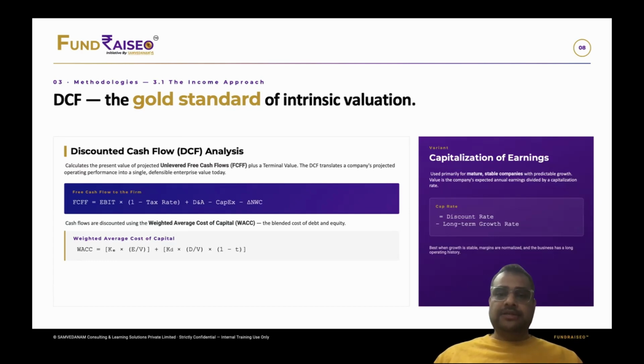Now, this DCF translates a company's projected operating performance into a single defensible enterprise value today. So basically, all the future cash flows which the business or the asset generates are actually discounted. Now, what are they discounted on? They are discounted on the weighted average cost of capital.